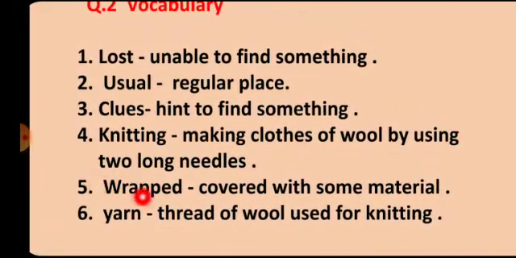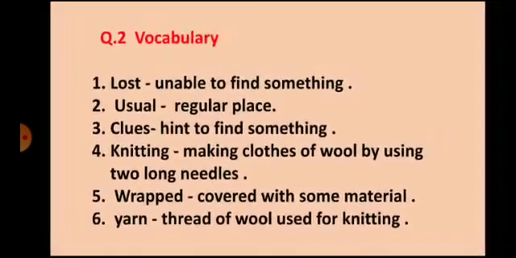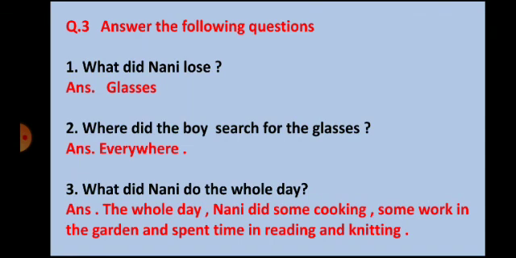Then the next is wrapped. Wrapped means covered with some material. Yarn. Yarn means thread of wool used for knitting. So children, these are the vocabulary or the meanings of the new words. Now we will see question number 3. Answer the following question. So what did Nani lose? Yes, correct. Glasses. So Nani has lost her glasses.